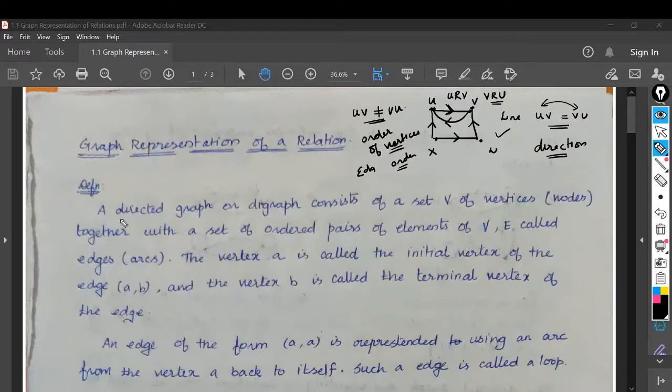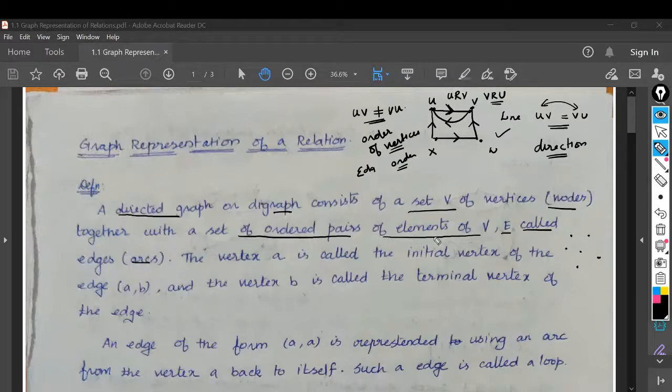So let us get into the definition of a directed graph. A directed graph, also called a digraph, consists of a set of vertices, also called nodes, together with a set E of ordered pairs of elements of V, called the edges or arcs. It can be called either an edge or an arc.